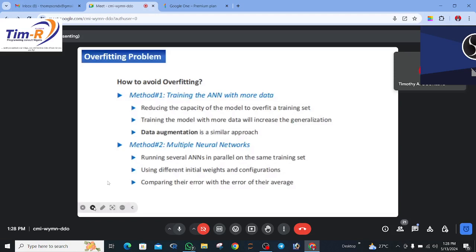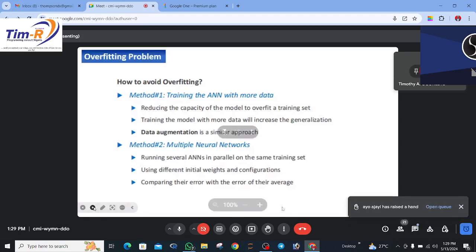So it has to do with reducing the capacity of the model to overfit a training set. Training the model with more data increases generalization, and data augmentation is a similar process. So we still talk about that data augmentation.